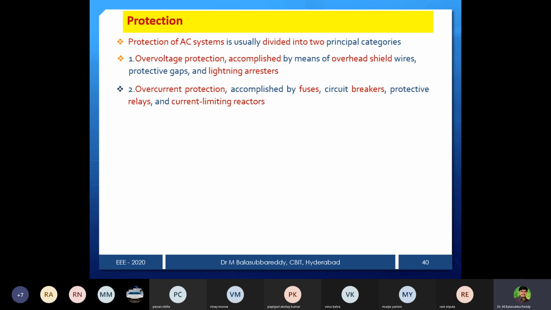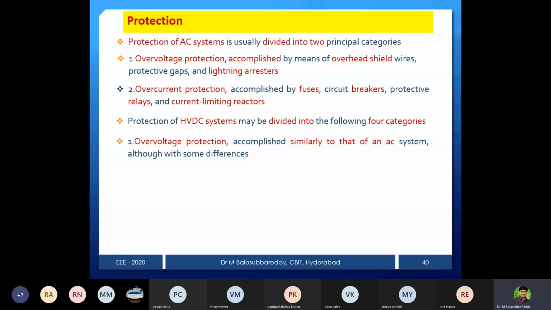Now, in case of HVDC systems, we divide into four categories. One is overvoltage protection, accomplished similar to that of AC systems, with some differences. Overvoltage protection is more or less AC system protection only, with slight differences. And overcurrent protection is accomplished by control of the valves, whereas overvoltage protection is similar to that of the AC system protection only.